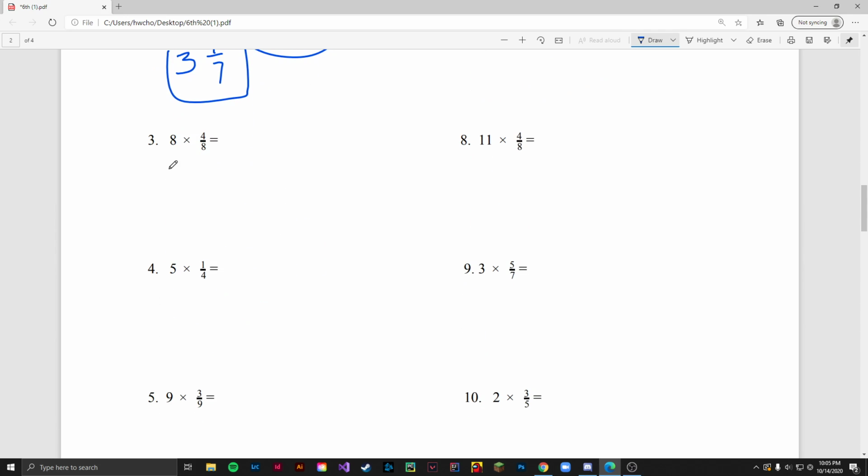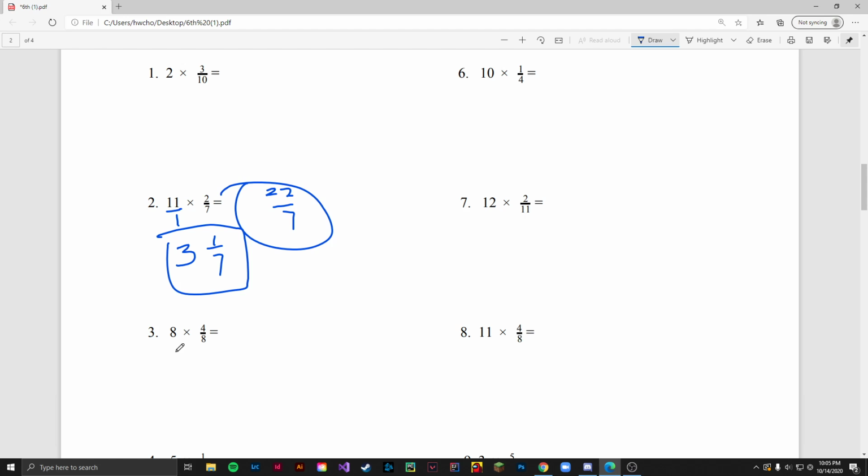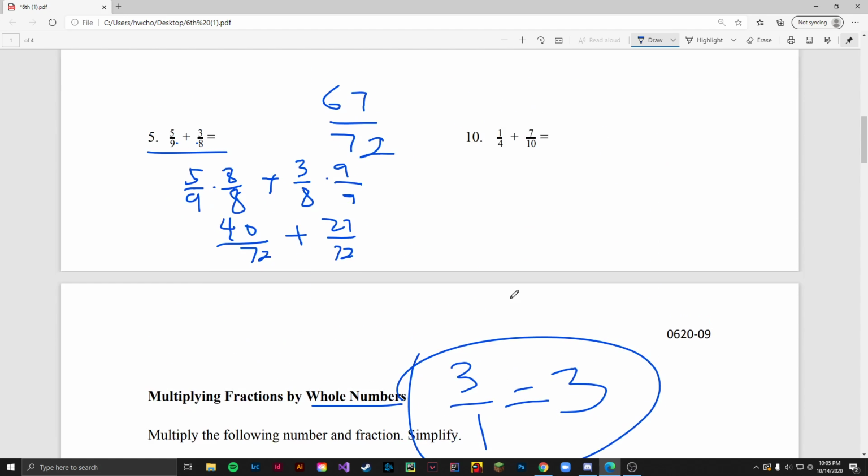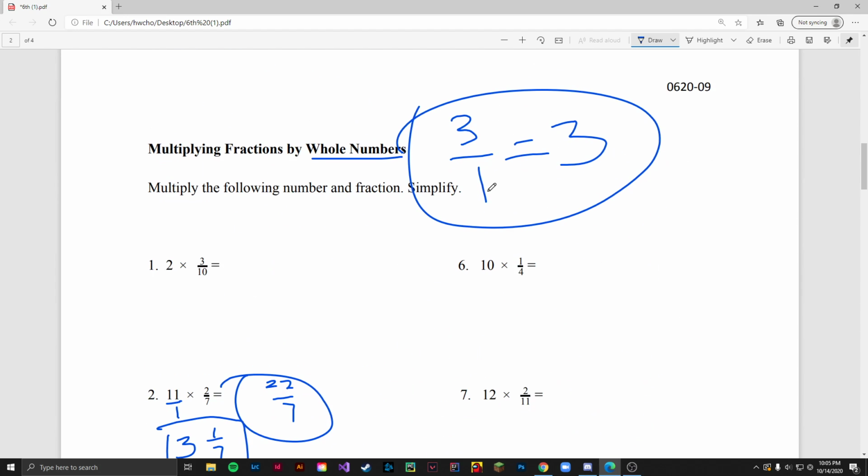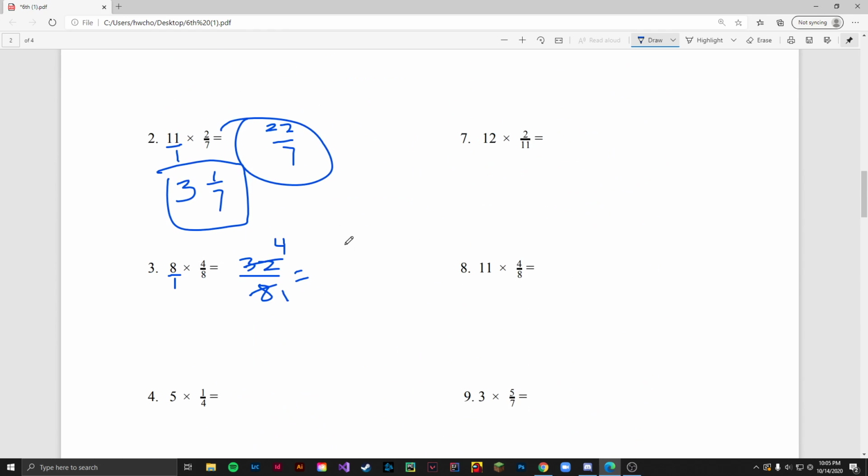Let's go over a different one. Hey, this one seems interesting. So 8 times 4 over 8. This is really cool because once you do 8 over 1, then you multiply and get 32 over 8. Then you can factor it out and get 4 over 1. Like we said, anything over 1 is itself, in integer form, so it's going to be 4.